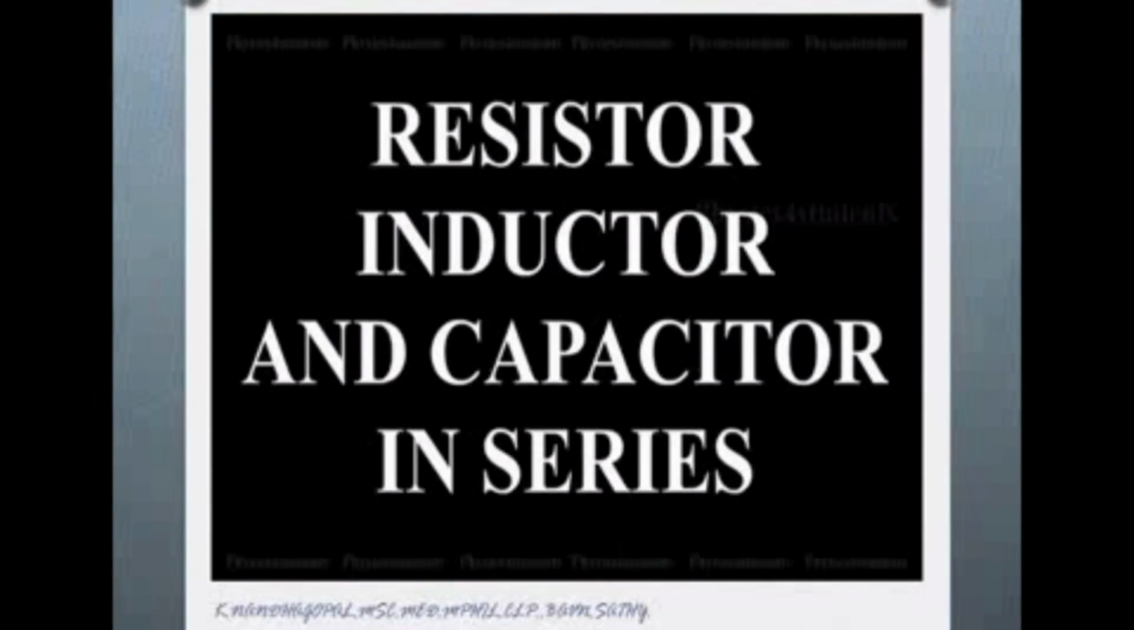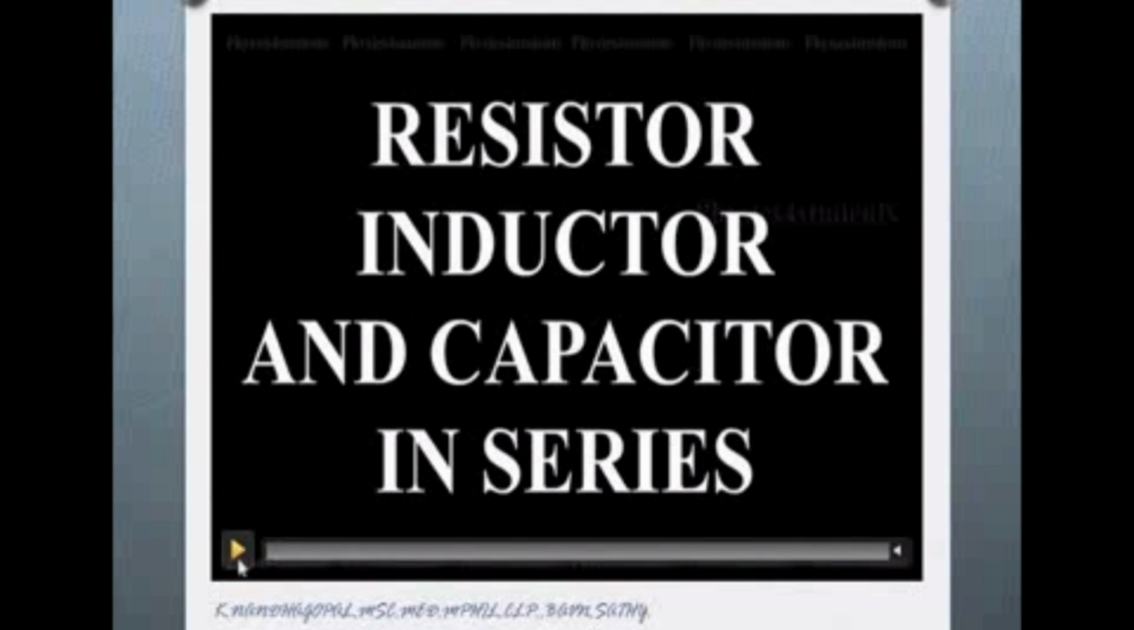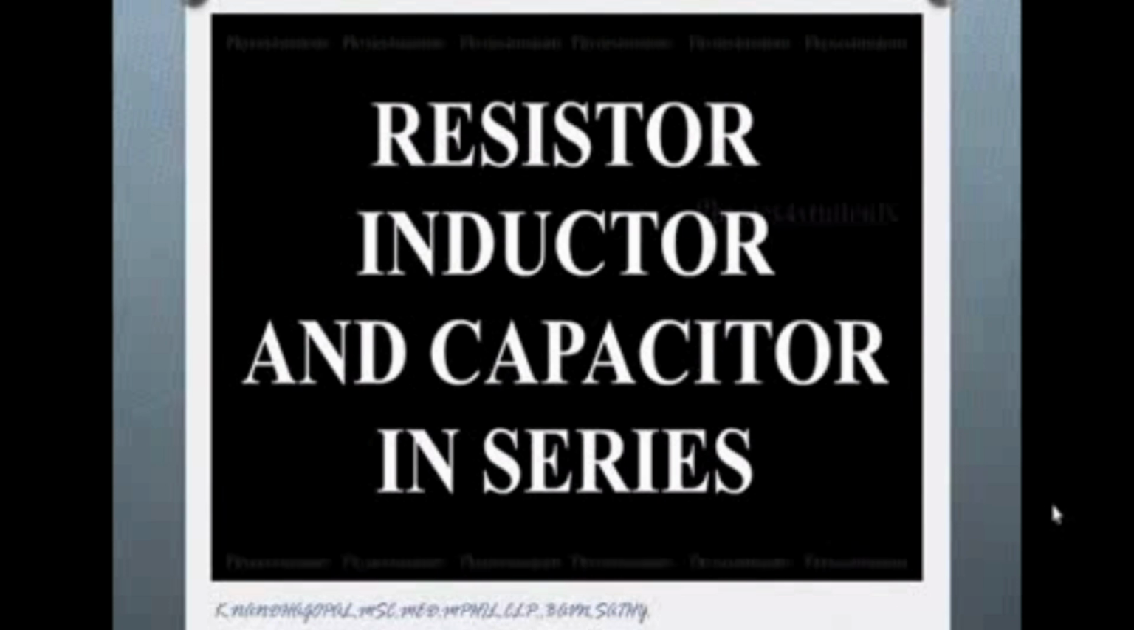Resistance, inductance, and capacitors are in series. Now we have connected the capacitor, resistor and inductor separately with the AC circuit. So now we are going to connect all the three things with the AC circuit: resistor, inductor and capacitor. What will be the output? Now we are going to see resistor, inductor and capacitor connected in series.